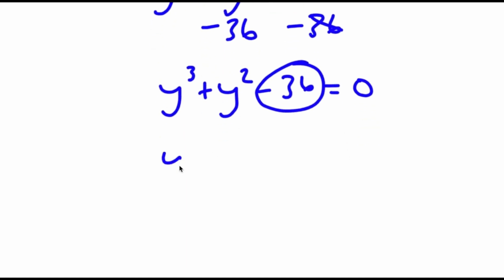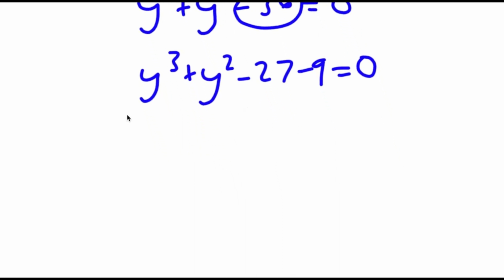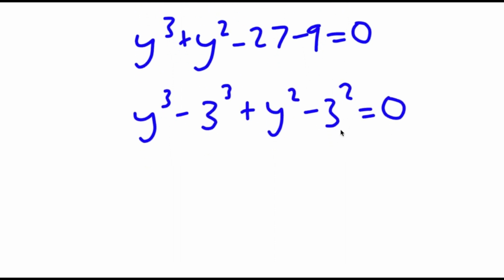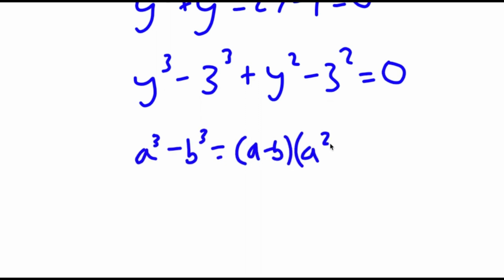Now negative 36, I can rewrite this as negative 27 minus 9. And now I can rewrite this as y to the power of 3 minus 3 to the power of 3 plus y squared minus 3 squared is equal to 0. So if I have something in the form a to the power of 3 minus b to the power of 3, this is equal to a minus b times a squared plus ab plus b squared.